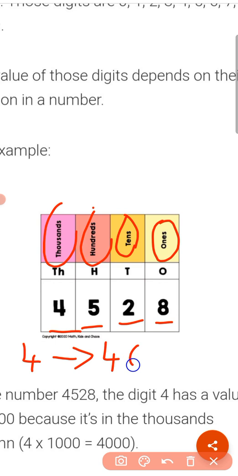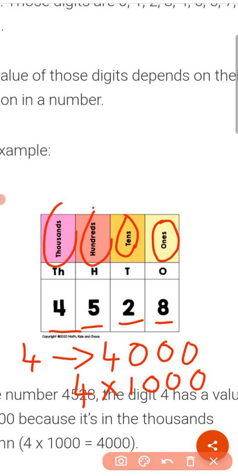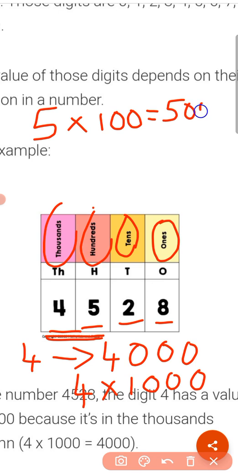So the digit 4 has a value of 4,000. That is, 4 is in thousands place, so the value of 4 is 4 into 1000, 4,000. Similarly, we can find the value of all digits here. Next, 5 is in hundreds place, so the value of 5 is 5 into 100, which is equal to 500.